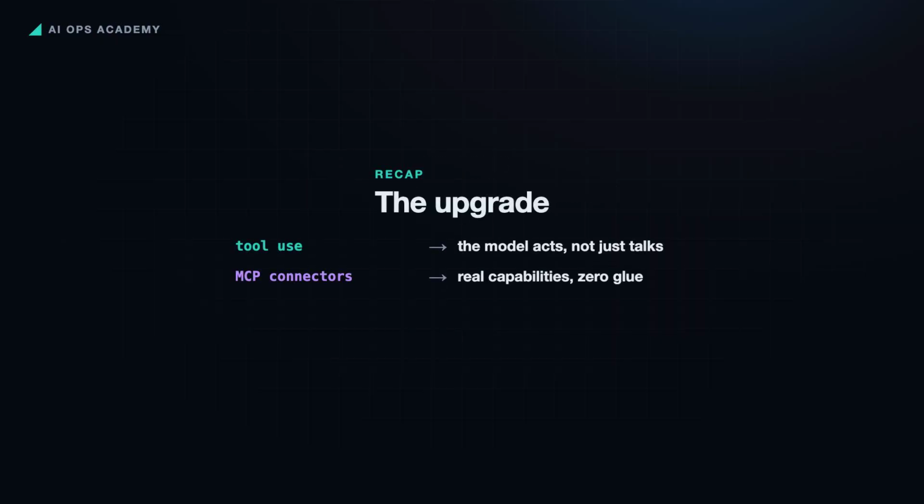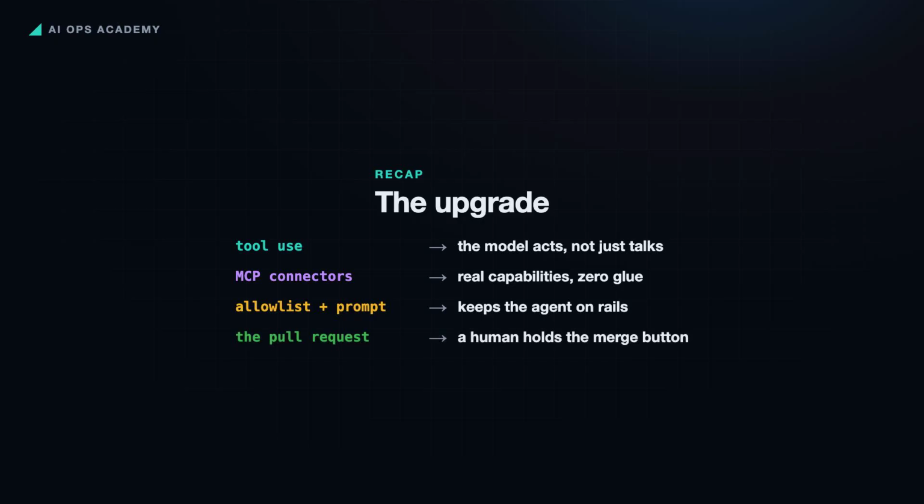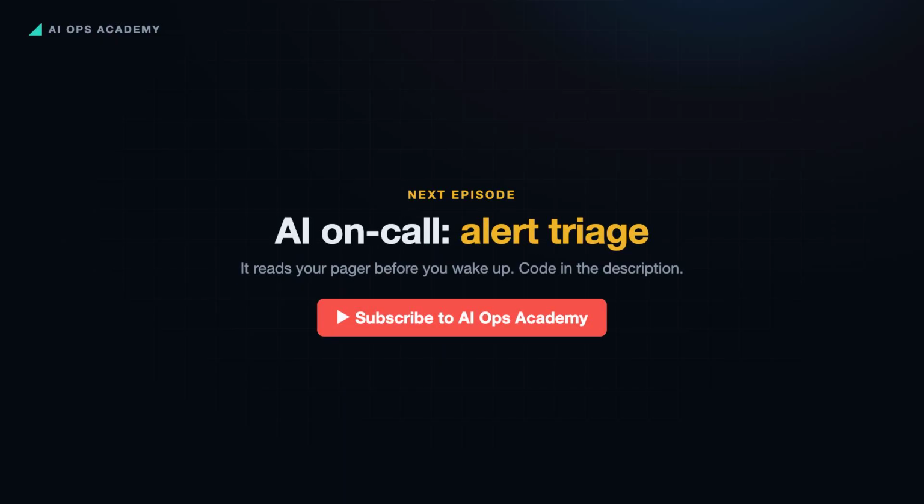So that's the upgrade. Tool use lets the model act instead of just talk. MCP connectors give it real capabilities with no custom glue. An allow list and a hardened prompt keep it on rails. And the pull request keeps a human on the merge button. Next episode, we point this agent at production alerts. AI on call that triages your pager before you even wake up.